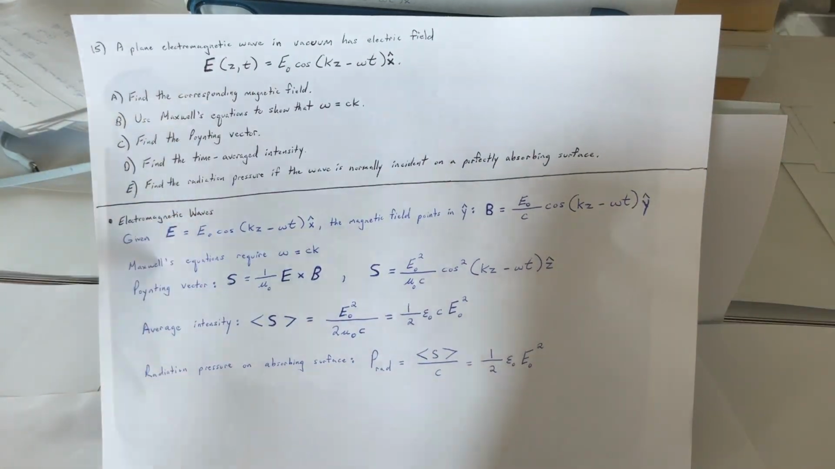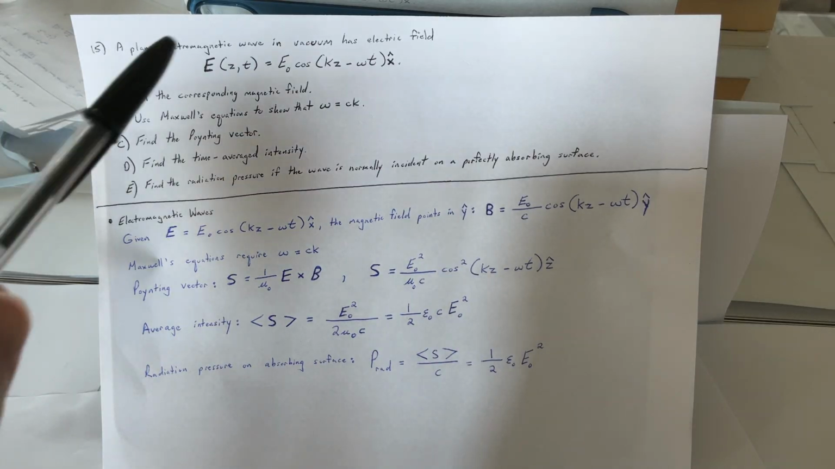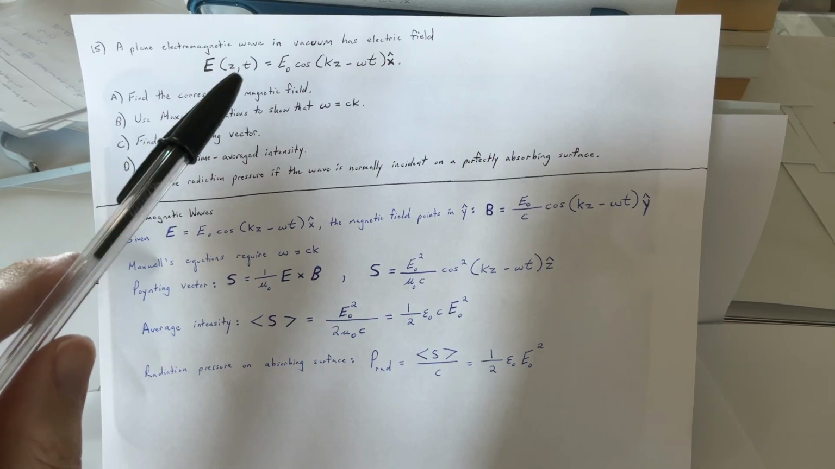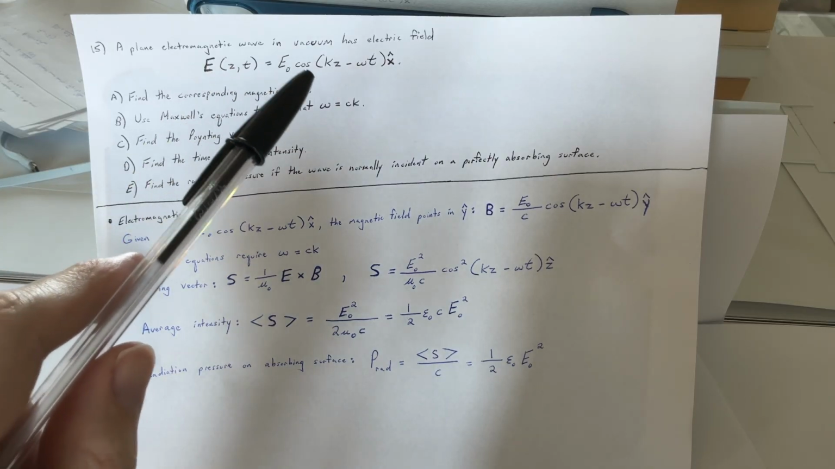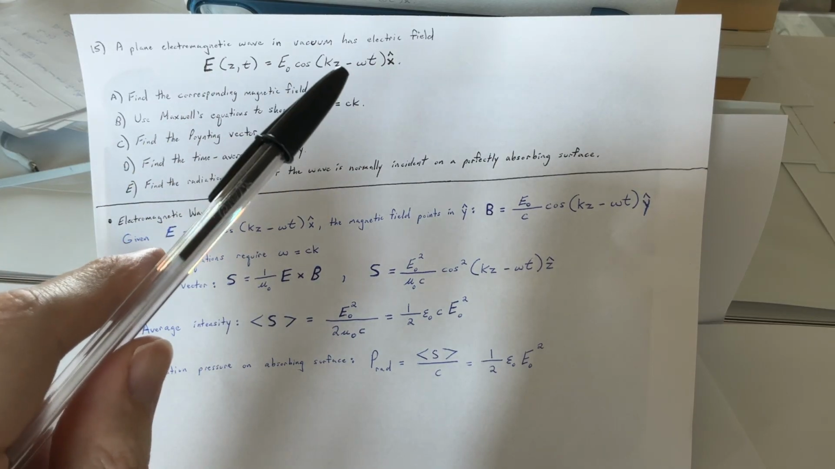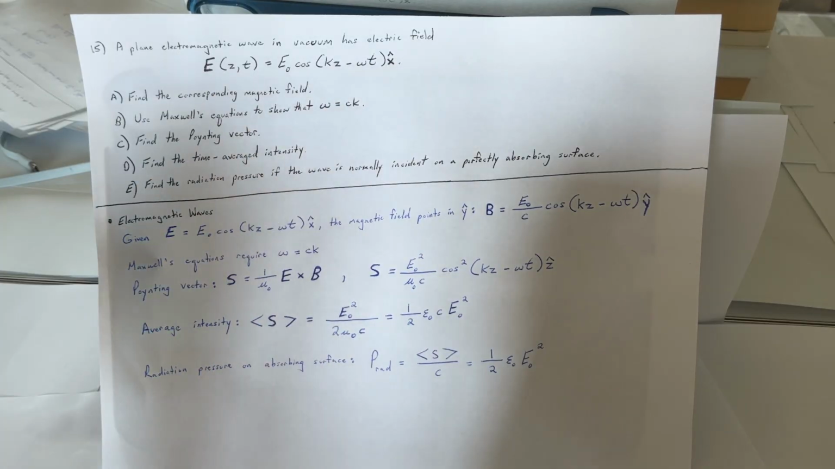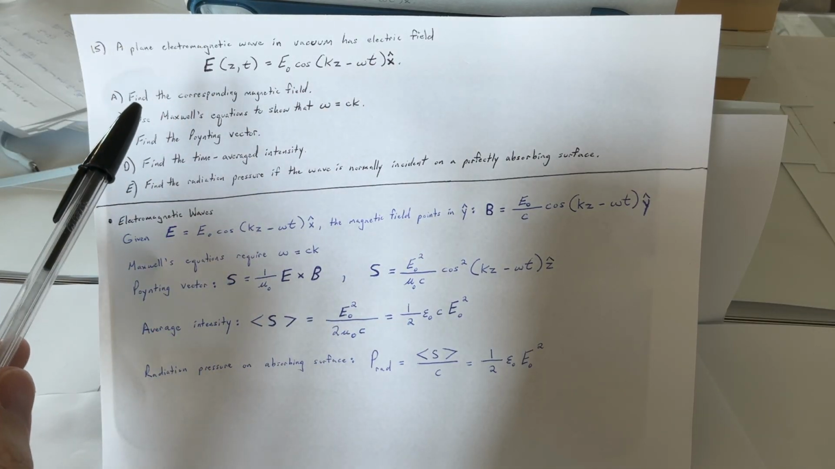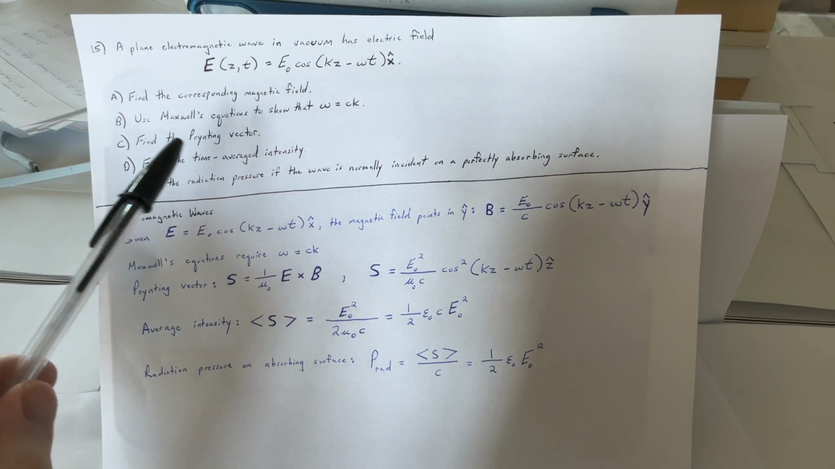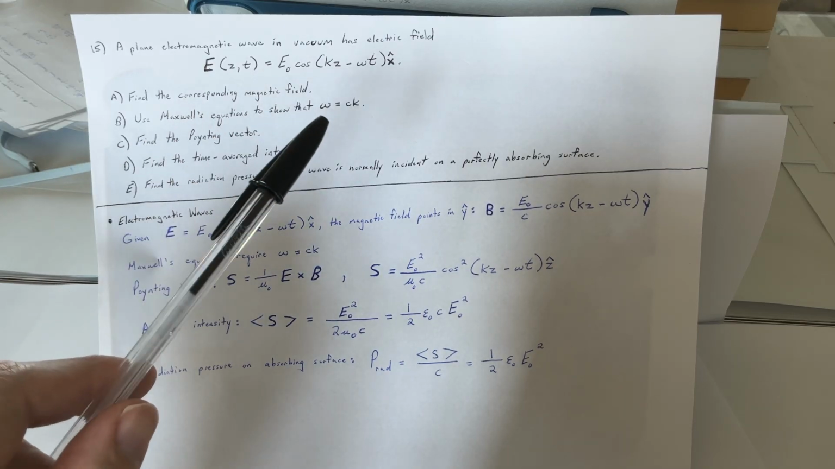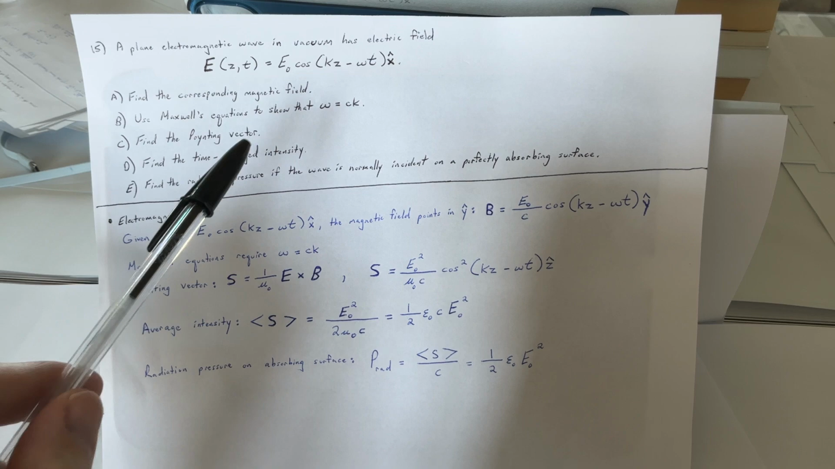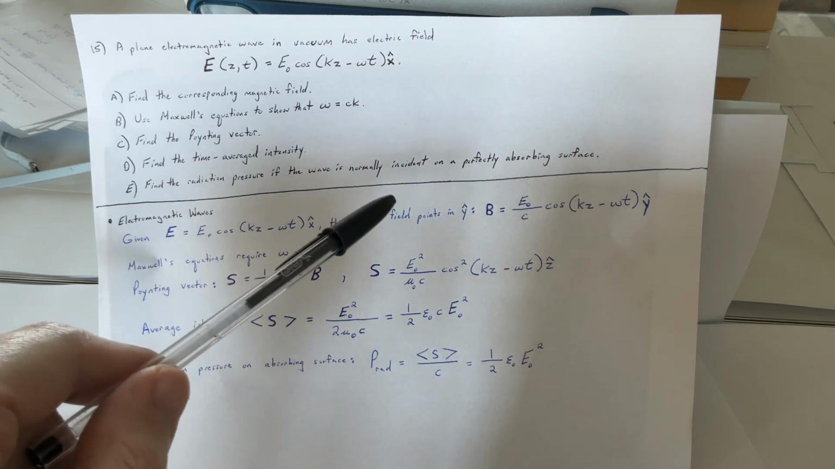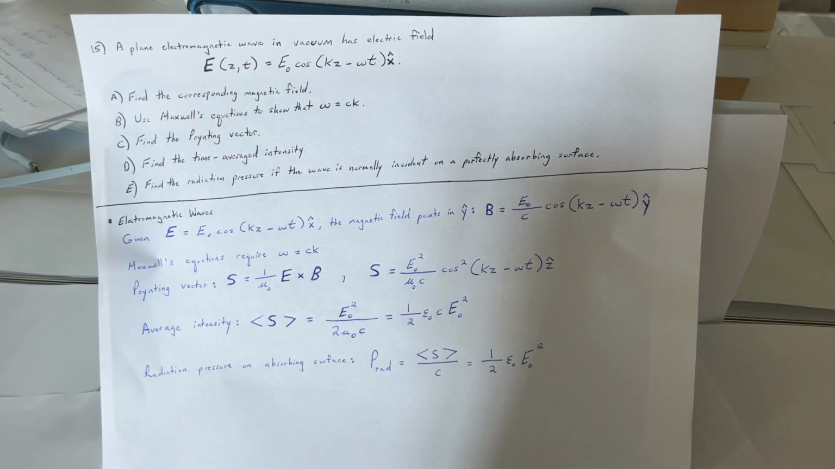So number 15 here: a plane electromagnetic wave in vacuum has electric field E of z comma t equals E naught cosine of kz minus omega t times x hat. Find the corresponding magnetic field. Use Maxwell's equations to show that omega equals ck. Find the Poynting vector. Find the time average intensity. Find the radiation pressure if the wave is normally incident on a perfectly absorbing surface.